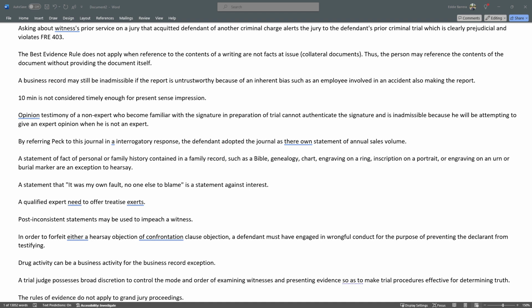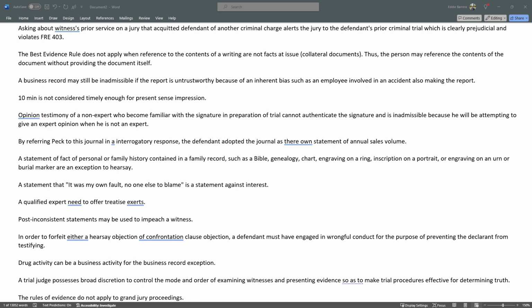Prior inconsistent statements may be used to impeach a witness. In order to forfeit either a hearsay objection or a Confrontation Clause objection, a defendant must have engaged in wrongful conduct for the purpose of preventing the declarant from testifying. Drug activity can be a business activity for the business record exception. A trial judge possesses broad discretion to control the mode and order of examining witnesses and presenting evidence so as to make trial procedures effective for determining truth.